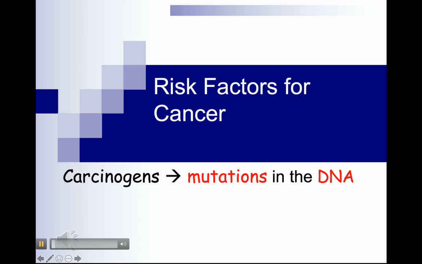Risk factors for cancer trigger the mutation. We call those risk factors carcinogens. Carcinogens can result in mutations in the DNA to the point that the cells neither look like nor behave like normal cells. Carcinogens can cause cells to take on malignant characteristics.